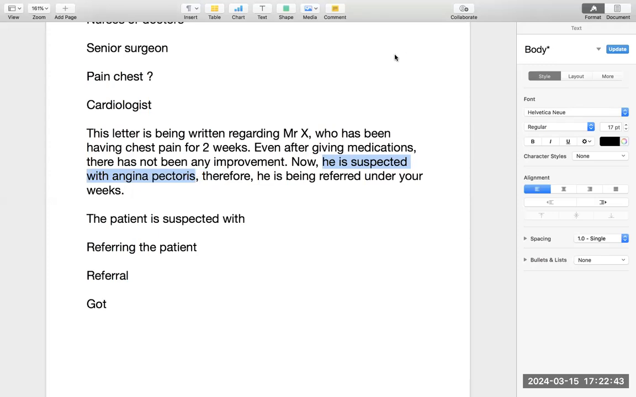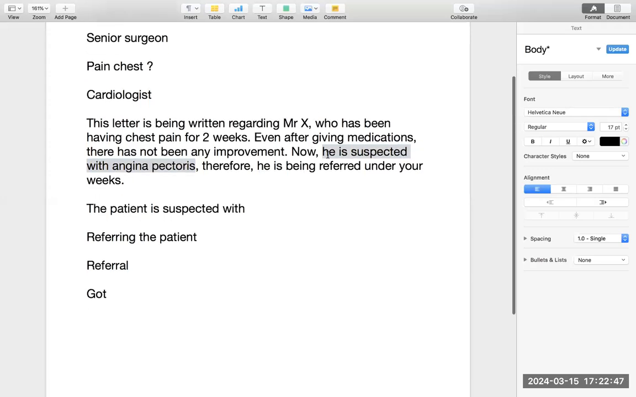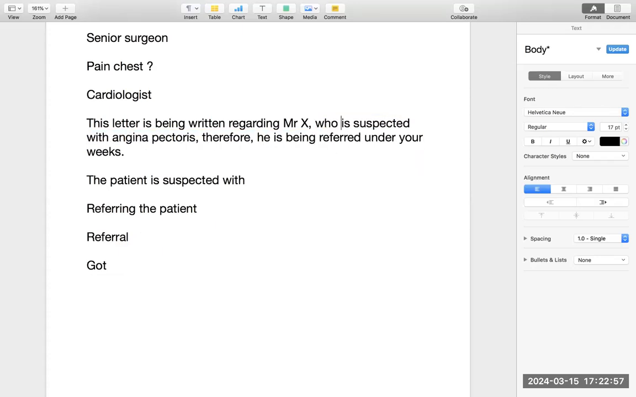This line is important. Please give 2 minutes. Don't be in a rush if you want to learn. That is the best grammar I can teach you. If by chance somebody writes like this, just for a second: this letter is being written regarding Mr. X, who is suspected with angina pectoris. Therefore, he is being referred under your expertise.